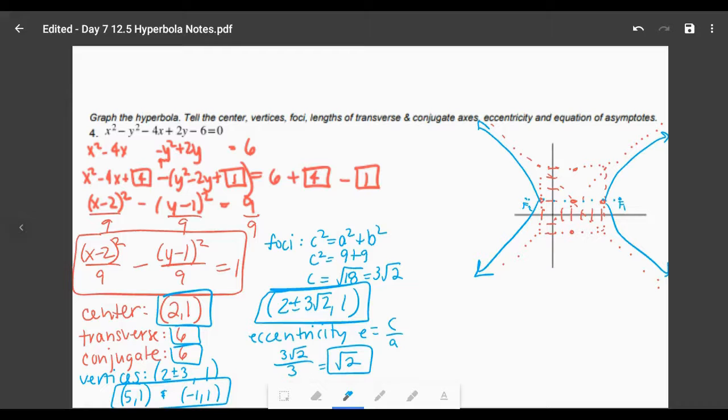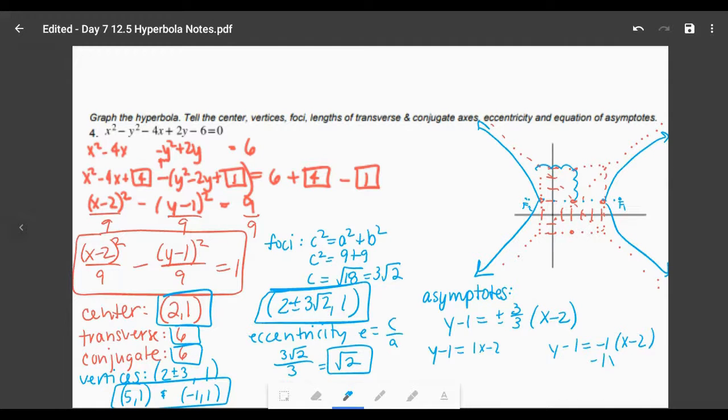The final thing we need to find is the asymptote equations. And we know that it should go through the center, so y minus 1 equals plus or minus, we'll skip the slope for now, times x minus 2. And we want to look at what's our rise over run. So from our center, we go up 3 and over 3. So it's plus or minus 3 over 3, or 1. And we need to split this up into 2 equations. So we have 1x minus 2. And then over on the other equation, we have y minus 1 equals negative 1 times the quantity x minus 2, which gives me negative 1x plus 2.